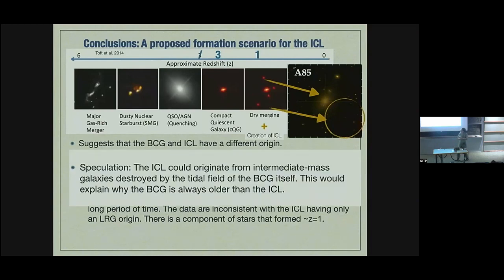We speculate that the intercluster light could originate then from intermediate mass galaxies destroyed by the tidal field of the BCG itself. So L-star galaxies are important, but they're being destroyed by the tidal field of the BCG. This would explain why the BCG is always older than the ICL. And this is a nice place to wrap up the story.